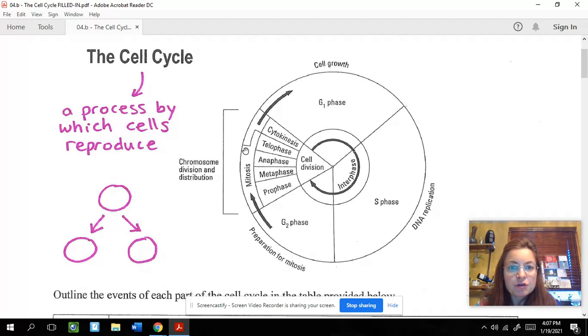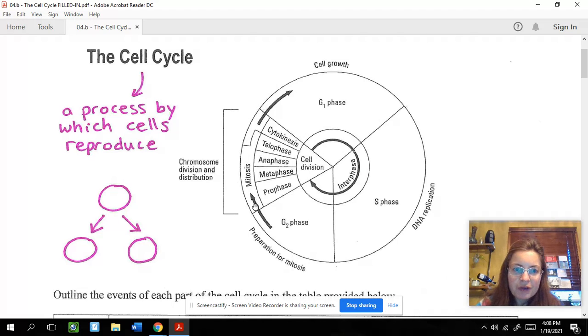Mitosis is when the nucleus divides, and it's the longest part of cell division. But cell division is only one part of the cell cycle. So I'm going to walk us through this diagram here.